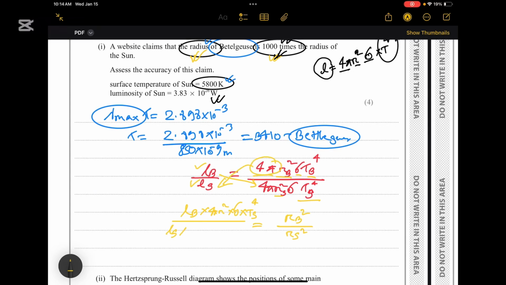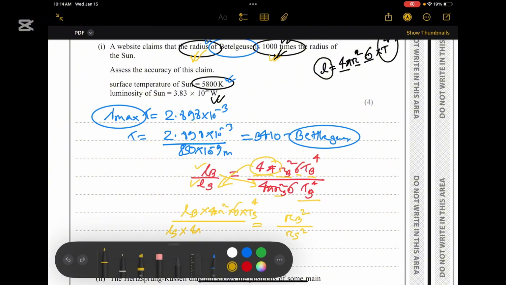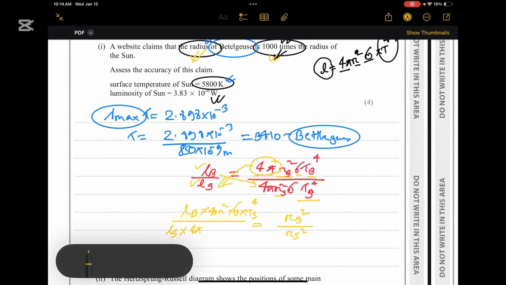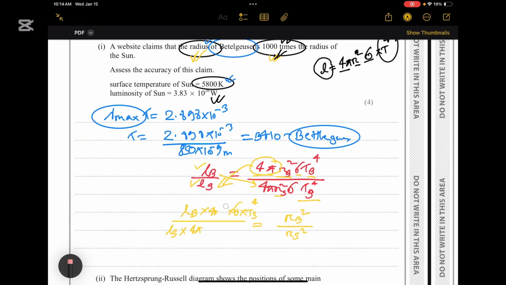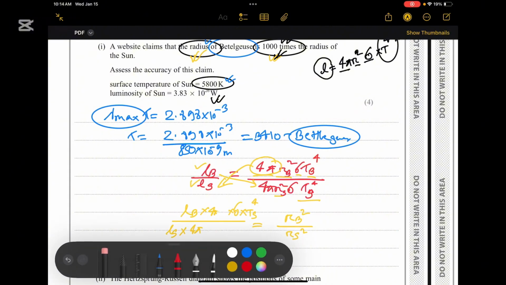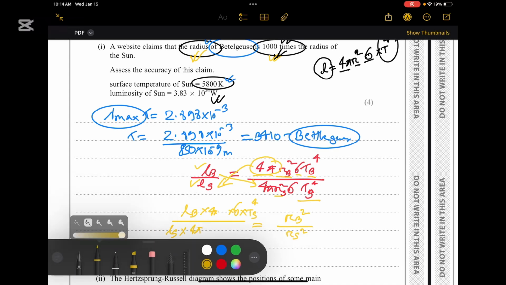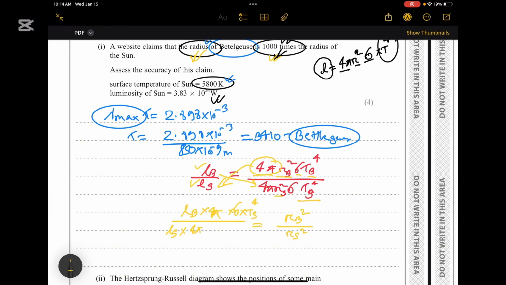So luminosity of the sun into 4 pi r, sorry, the r will not come right here. Sorry, my bad. The r will not come because the r is already there. Only the 4 pi part will come: 4 pi into sigma into temperature to the power of 4 of Betelgeuse, because Betelgeuse has come here. Okay, so we have derived our formula.